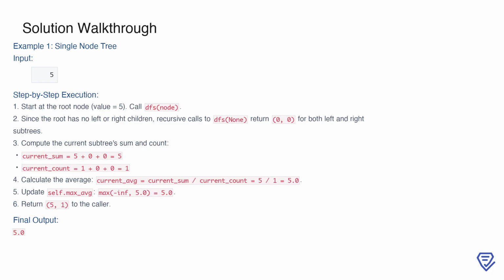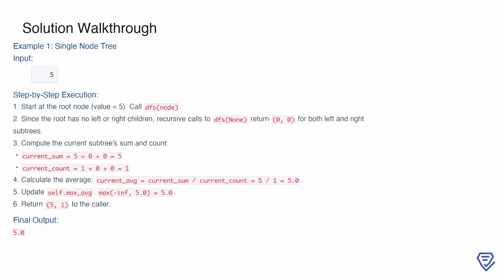Here, we start with the simplest scenario, a single node tree. The root node has a value of 5, and since it doesn't have any children, both the left and right subtree contributions are 0. When we calculate the sum and count for this subtree, they are simply the value of the node itself, which gives us a sum of 5 and a count of 1.